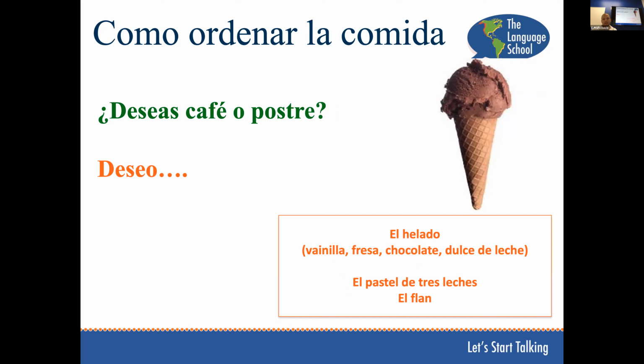Muy bien. All right. So in Argentina, it's very customary to drink a coffee after dinner or after any type of meal, lunch or dinner. Okay. So along with postre, meaning dessert, they might also include a coffee.